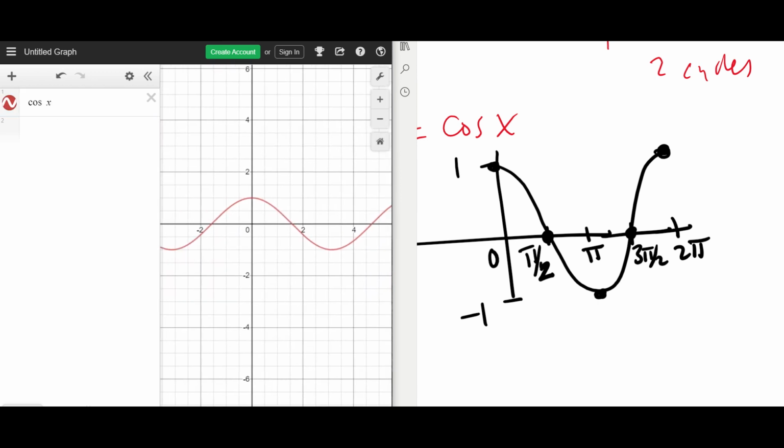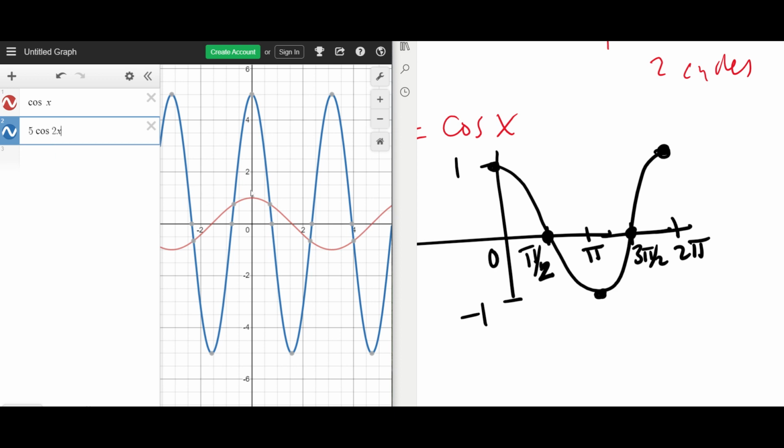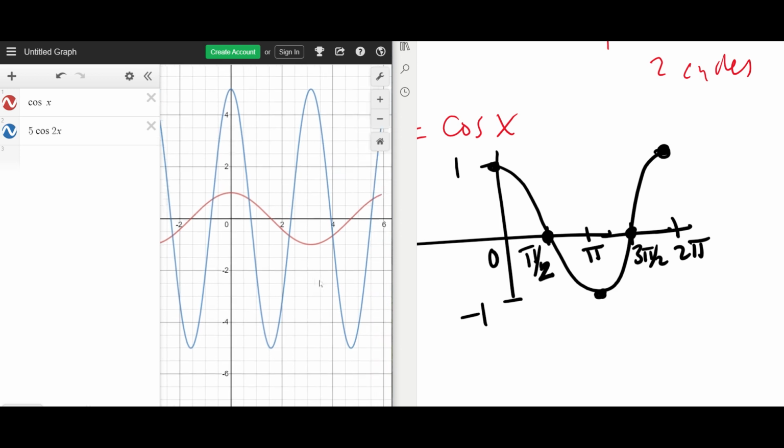You can even graph the other one that we did previously, 5 cosine of 2x. And notice that it actually stretches it by a factor of 5, which is exactly what I was trying to tell you.